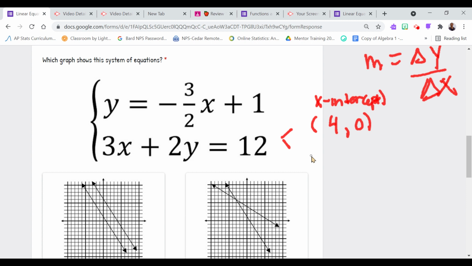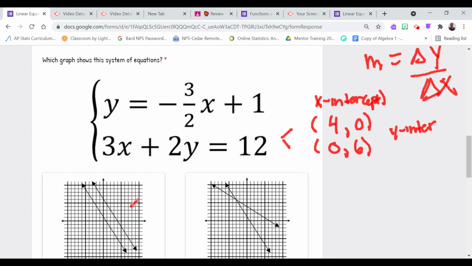I think this is so cool because it's going to quickly get you some points to plot whenever it's in standard form. My y-intercept is this number divided by what's in front of y. My y-intercept is where it intersects the y-axis, so my x is going to be 0. 12 divided by 2 is 6. And voila, I quickly got 2 points from my standard form. I already identified the first line. My second line is going to intersect the x-axis at 4 and the y-axis at 6.